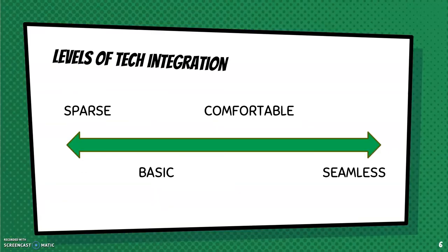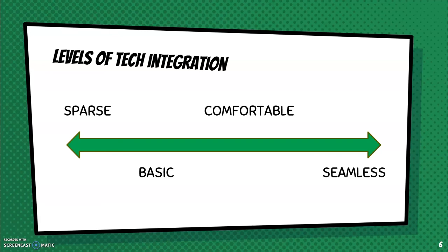There are four levels of tech integration into the classroom. The first one is sparse level, where technology is rarely used or available. Students rarely use technology to complete assignments or projects. The next step is the basic level, where technology is used or available occasionally, often in the lab rather than in the classrooms. Students are comfortable with one or two tools and sometimes use these tools to create projects that show understanding of content.